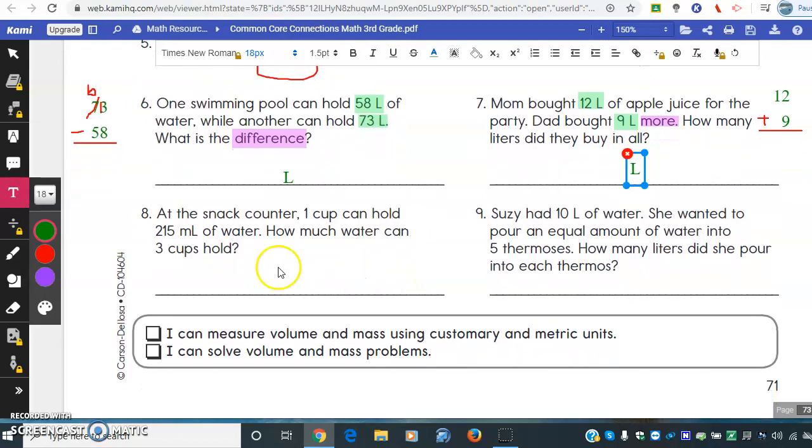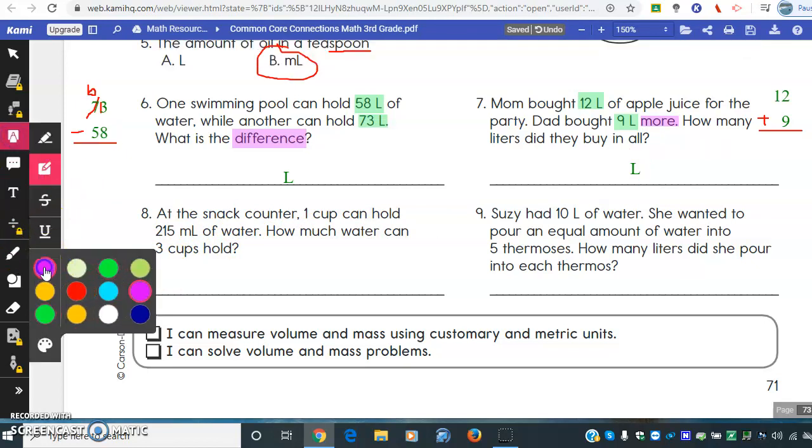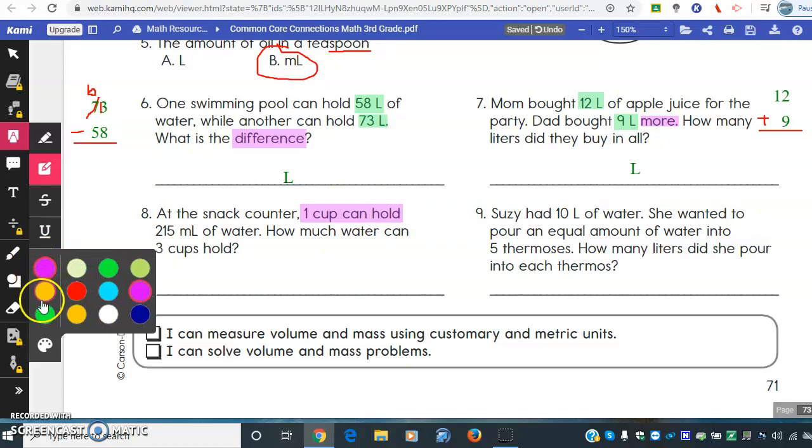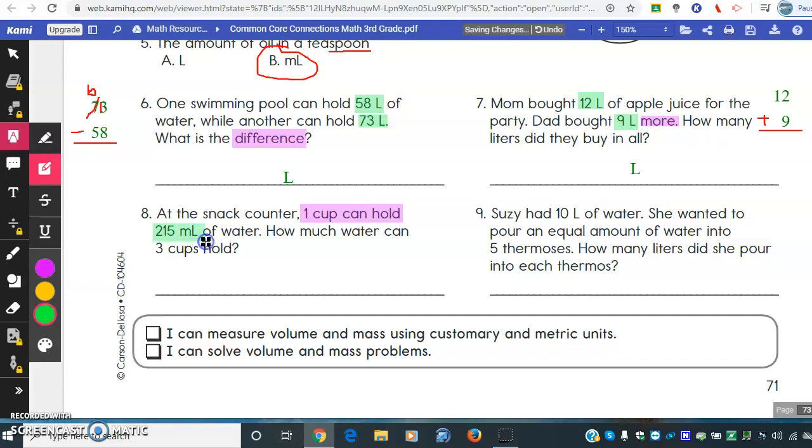Number 8. Number 8 says, at the snack counter, 1 cup can hold 215 milliliters of water. How much water can 3 cups hold? And I'm going to highlight in purple this part. 1 cup can hold. Boys and girls, this is a hidden each. 1 cup can hold is like saying each cup can hold. So, because there's a hidden each here, this is going to be using our 3rd grade skills of multiplication and division. So I've got 215 milliliters of water in each cup, and I have 3 cups.